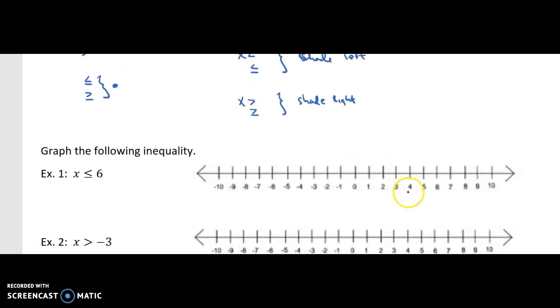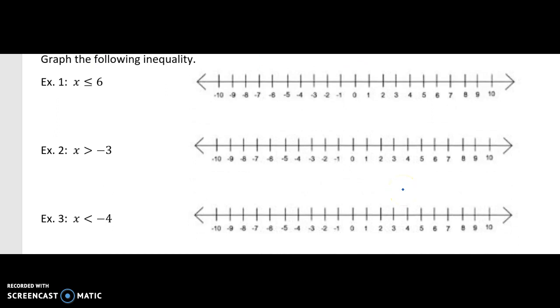Okay, so when we look down below, graph the following inequality. X is less than or equal to 6. What we're going to do is go to 6 on the number line. Because we're equal to, we're going to use a closed dot. All right. So we're going to go to 6 and put a closed dot. And we want to shade all the numbers that are less than or equal to 6. All the numbers smaller than 6 will be to the left. So that is the way we shade.